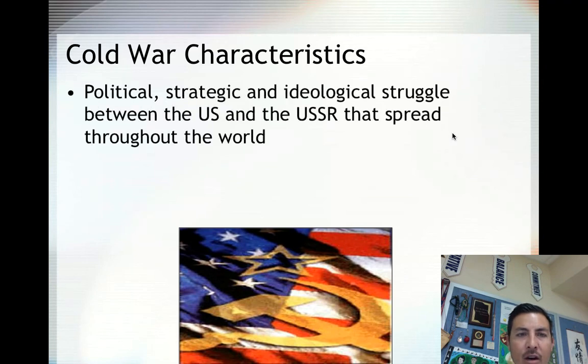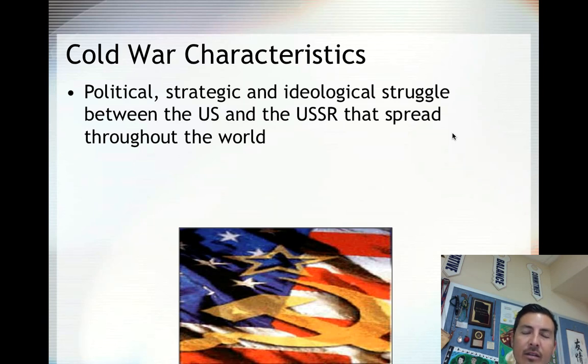All right. So again, the Cold War characteristics, and this is part of your guys' little timeline activity. It's a political, strategic, and ideological struggle. Obviously, I'd like to add the word military. Military could go under strategic or ideological. But between the U.S. and the USSR, that actually spread throughout the world.